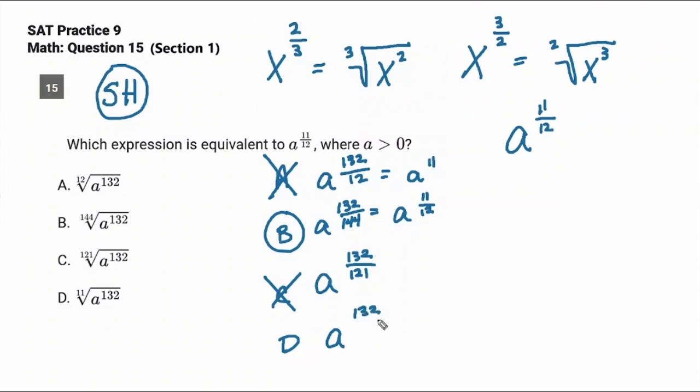132. And what goes on bottom? 11. You should know by now that 11 times 12 is 132. You do it in your calculator. 132 divided by 11, that's a to the 12th. We were looking for a to the 11/12. We knew it was going to be wrong, and now we know.